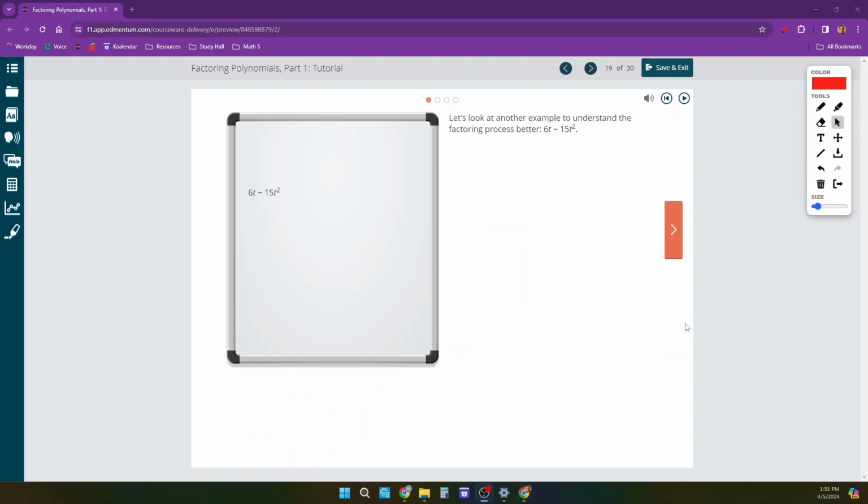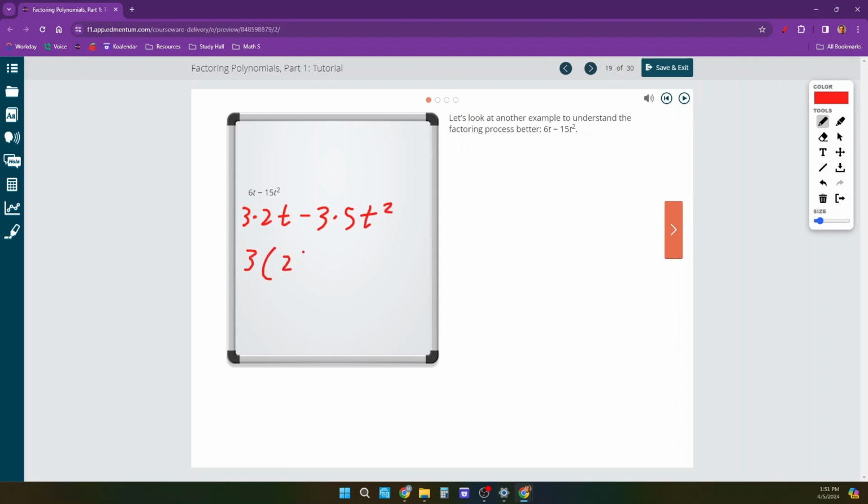On our next page, we're given an example: 6t minus 15t squared. So once again, I'm going to look at what these two have in common. And I could recognize that these are both multiples of 3. 3 times 2t minus 3 times 5t squared. So if I take out a 3, that means I am left with 2t minus 5t squared. So I factored out a 3.